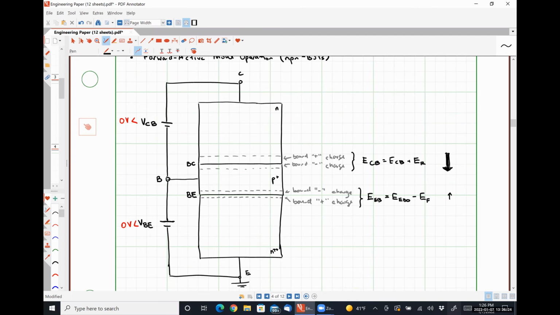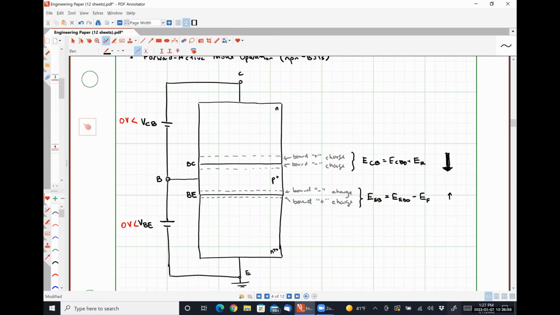Okay, everybody with me thus far? Sorry, that should be E_CB0. Yeah, so the unbiased value being enhanced by some reverse bias voltage. All right, so let's focus the next couple of minutes on what's going on at the base-emitter junction.